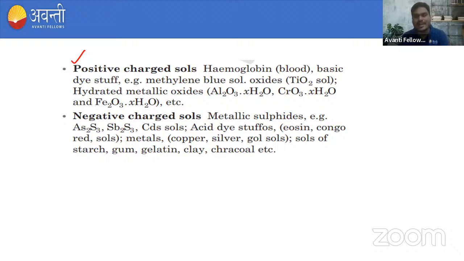Positive sols are like hemoglobin, that is the blood, basic dye stuff, methylene blue sol, oxides, hydrated metallic oxides, and Fe2O3.xH2O. These are all examples of positively charged sols. Similarly, what are negatively charged sols? Metallic sulfides, As2S3, Sb2S3, CdS sol, acid dye stuffs. They are all examples of negatively charged sols. We have two types of charge, that is positively charged sols and negatively charged sols.